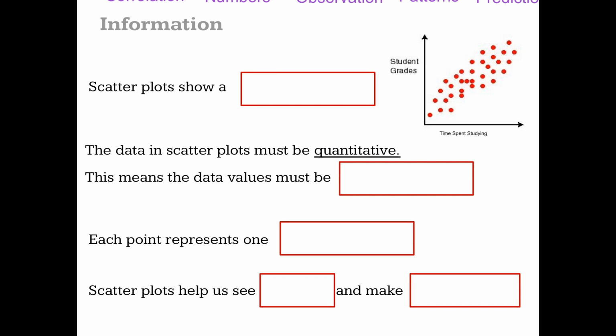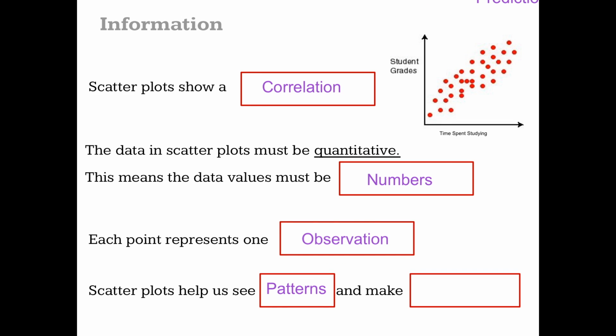Let's take a look at some information about scatter plots. First of all, scatter plots show a correlation, and the data in a scatter plot must be quantitative, which means the data values must be numbers. Remember, there are two types of data: qualitative and quantitative. Quantitative talks about numbers, and that's what we're going to be looking at. Each point represents one observation, so one thing that happened, and scatter plots help us see patterns and make predictions based on those patterns.